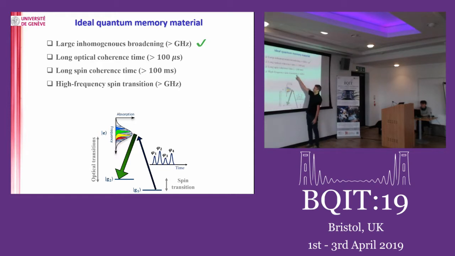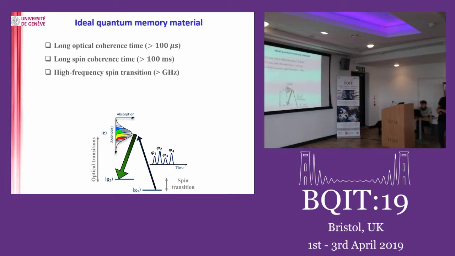And this is maybe not obvious. Why do I need a high frequency spin transition? Well, obviously, if I want to store a certain bandwidth here, I'm also limited by the separation here. I could have gigahertz bandwidth here, but if I have spin states separated by 10 megahertz, they are spectrally overlapping. So I also need a high energy spin transition. And this is where the new system we are working on is coming in.